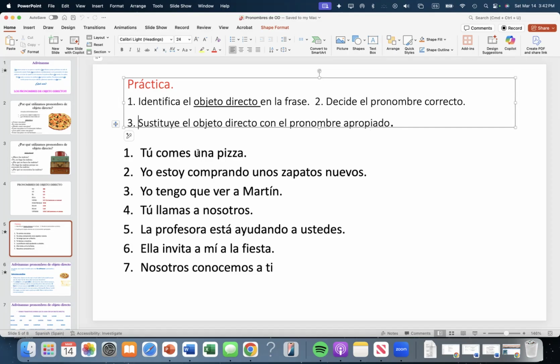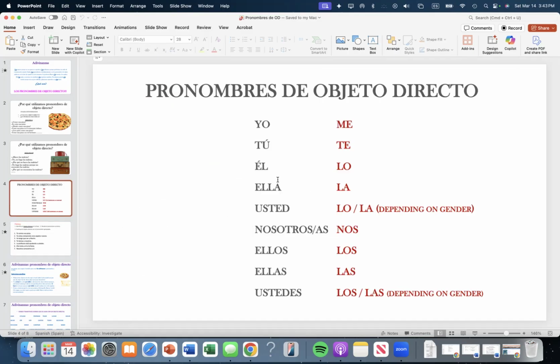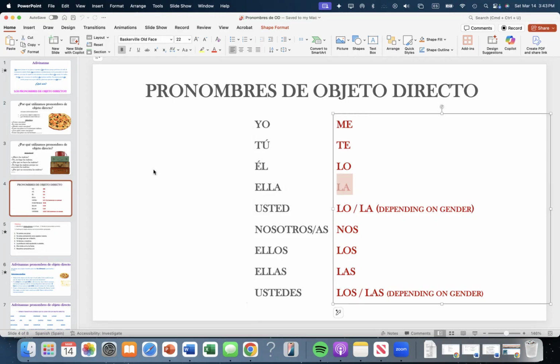For number one, we have una pizza. That's our direct object. That's what's being verbed. What do you eat? Una pizza. That's your direct object. Now, let's go back to the previous slide that has the chart of pronouns. Una pizza would fall under ella. Remember that in Spanish, we don't have it to refer to objects in third person. So depending on the gender of the object, la pizza happens to be a feminine noun, then ella is your point of reference. So you will replace la pizza with the pronoun la.